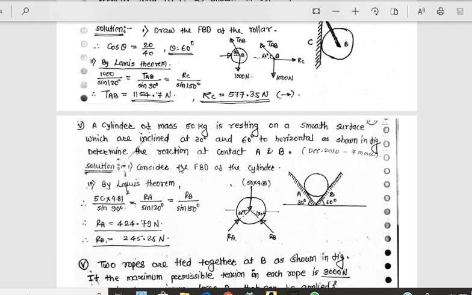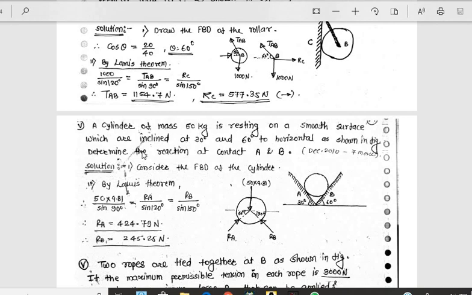Now the next problem. A cylinder of mass 50 kg is resting on smooth surfaces which are inclined at 30 degree and 60 degree to the horizontal, as shown in the figure. Determine the reactions at contacts A and B. At A and B there is a contact of the cylinder and the wall surface, so a normal reaction exists, and that normal reaction has been asked in the problem.